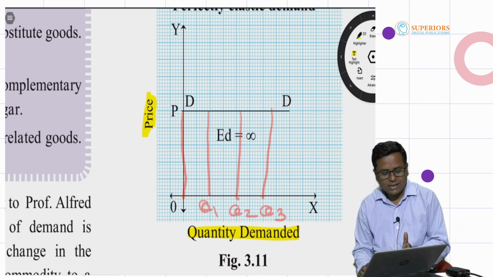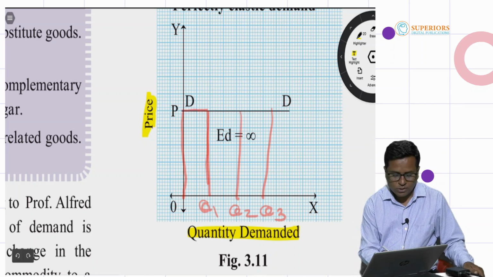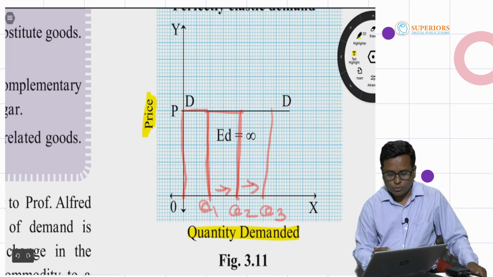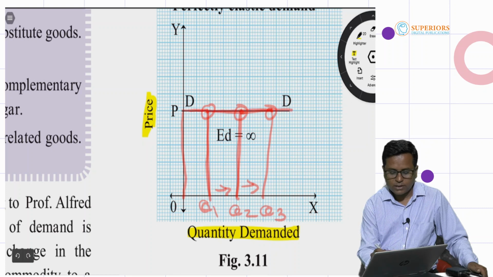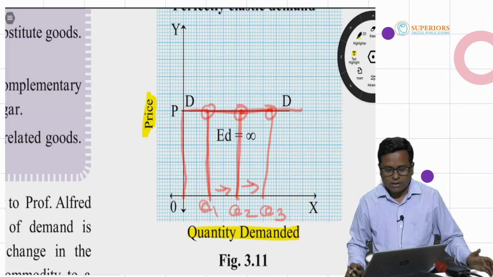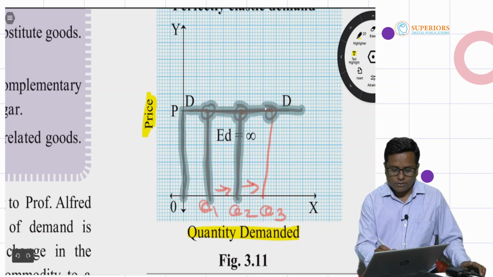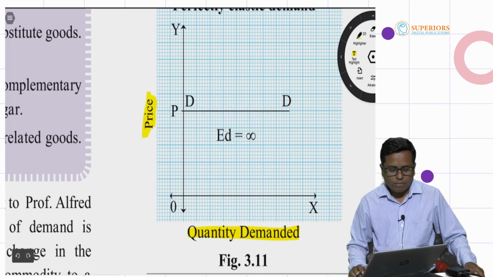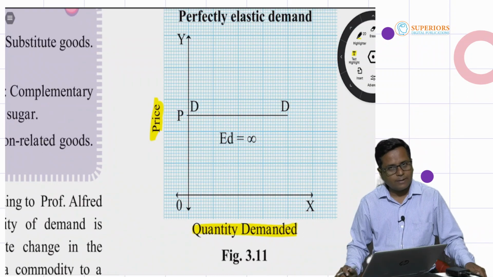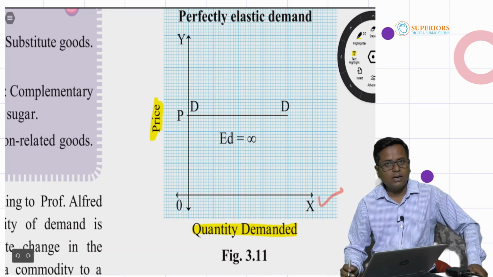So here you can see that at the same price, there is no change in price, but quantity demanded is continuously changing from Q1 to Q2, from Q2 to Q3. So we are getting these points. When these points are joined together by a straight line, we will get the horizontal straight line demand curve as shown in this graph. This is the perfectly elastic demand curve, which is a horizontal straight line parallel to the x-axis.